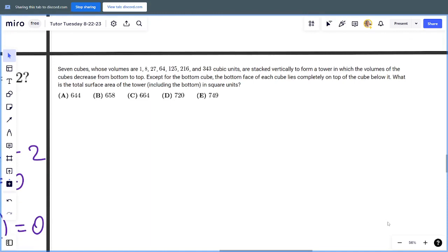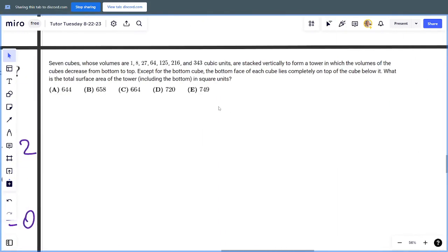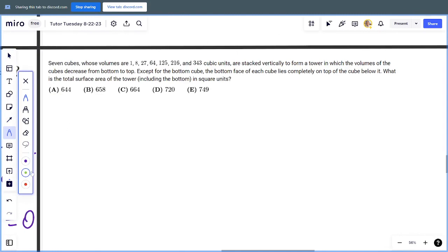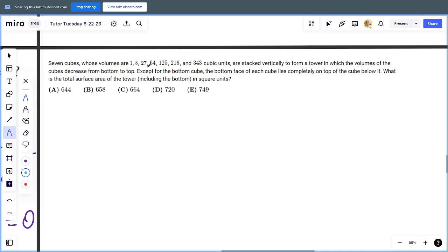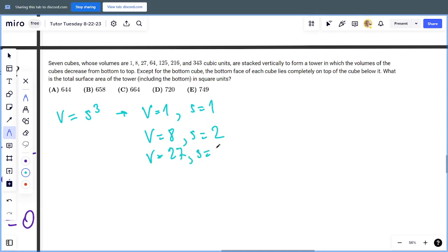Let me go over these last two AMC math problems, and then we'll go through the community questions. This one's interesting. 7 cubes whose volumes are 1, 8, 27, 64, 125, 216, and 343 cubic units are stacked vertically to form a tower in which the volumes of the cubes decrease from bottom to top. Okay, so the volume is equal to the side length cubed. If the volume equals 1, the side length is 1. The volume equals 8, the side length is 2. Volume equals 27, side length equals 3, and so on.